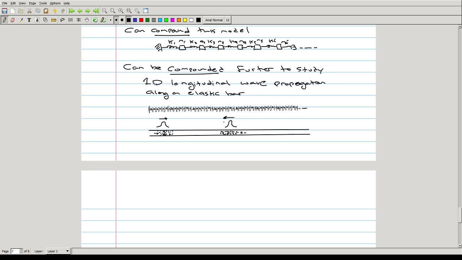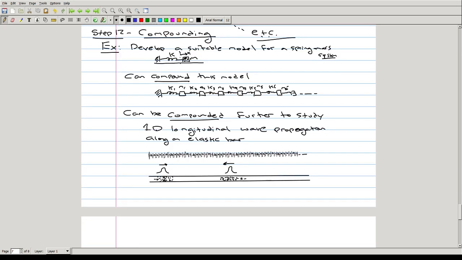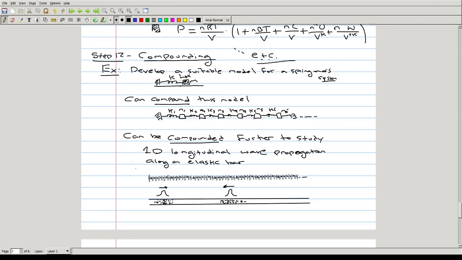But the idea is that by compounding the spring mass model, we can jump up even further to go from a system. So we'll see that this is a single ordinary differential equation for the motion of this mass. This model consists of a system of ordinary differential equations that govern the motion of all of these masses, and then in the limit, we actually get a partial differential equation called the wave equation that governs wave disturbances moving along this bar. This is a great example of compounding a problem.